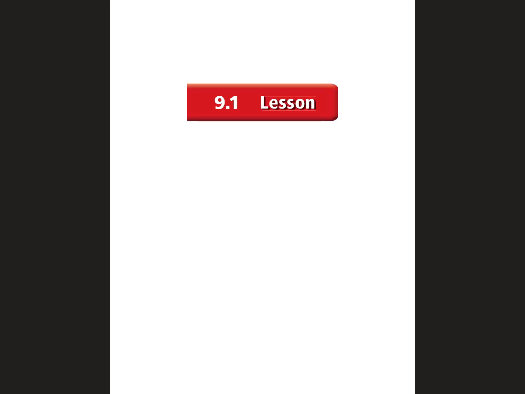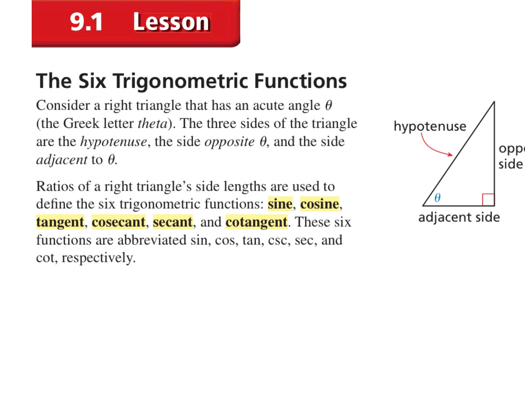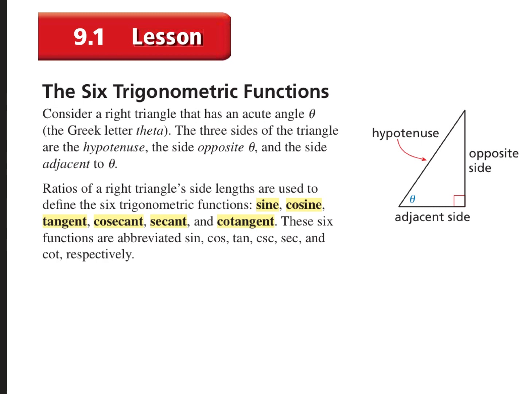Right, 9.1. In 9.1, we're going to talk about these 6 trig functions that go along with triangles. So our 6 trig functions are sine, cosine, tangent, cosecant, secant, and cotangent, which we'll talk about a little bit more on the next page.